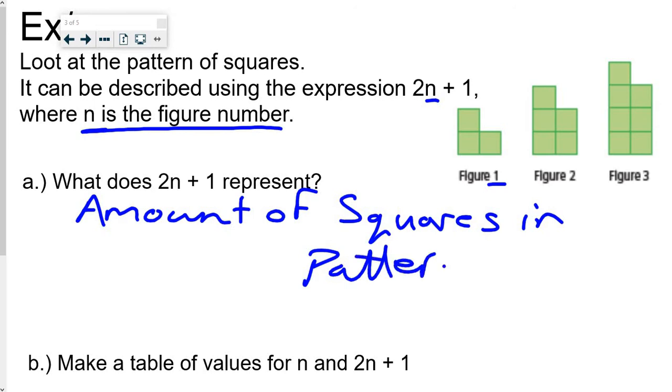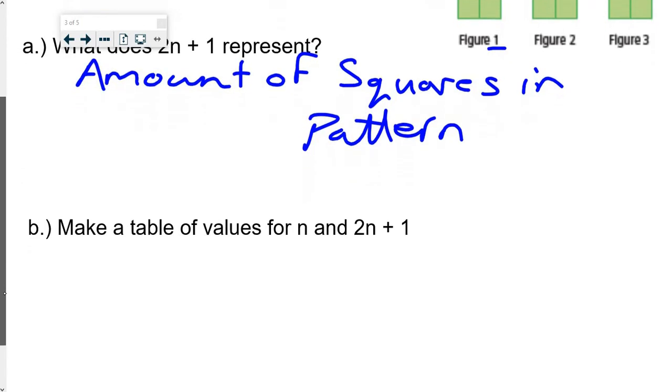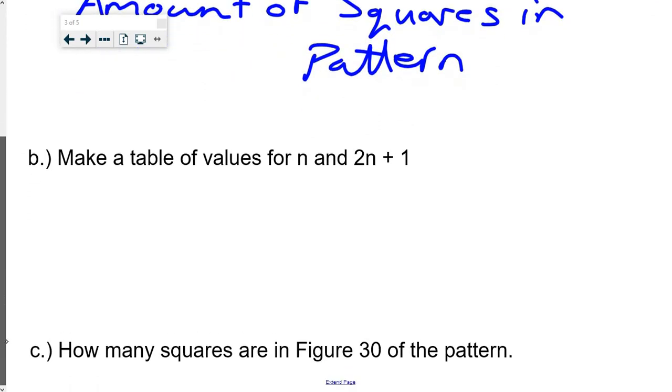In the pattern. So make a table of values for n and 2n plus 1. So we know that the first one, n, and then we'll put n at the top actually. So we'll have n, and then the amount of squares or tiles, we'll put it as t.